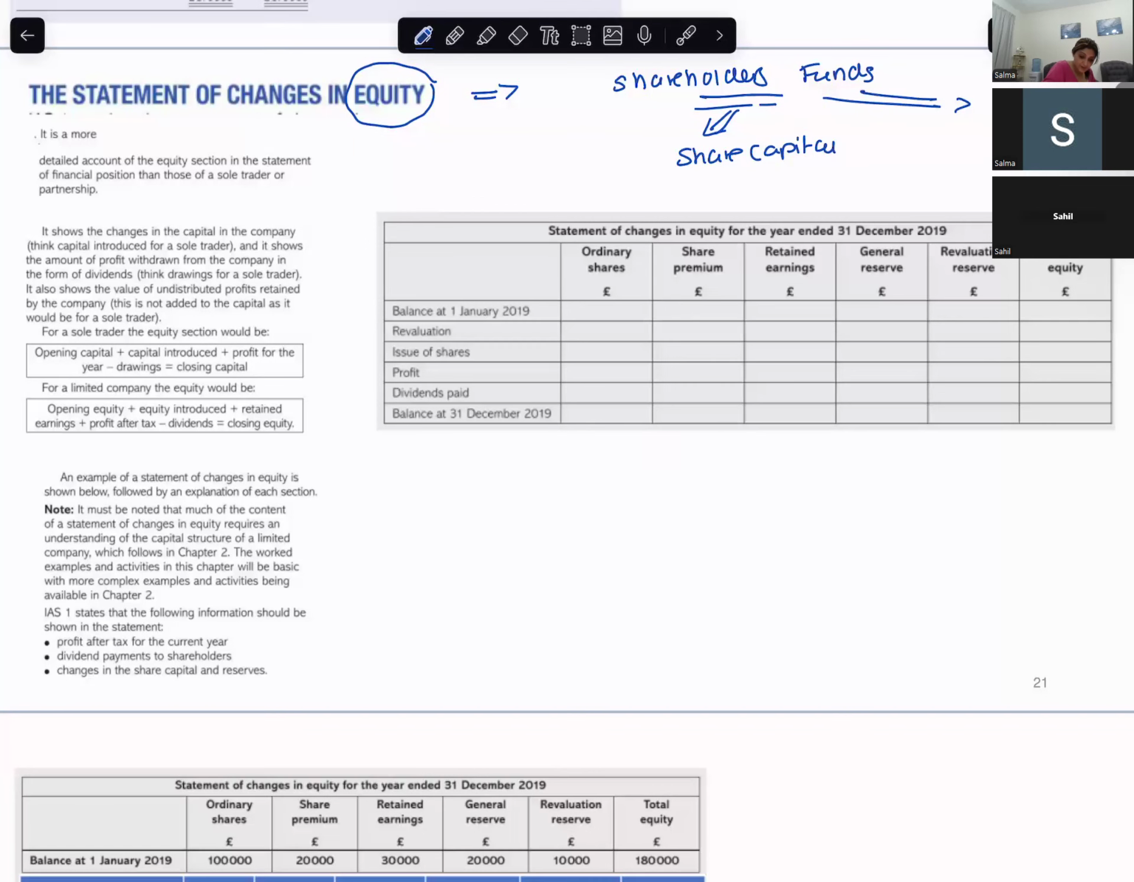the reserves. What is the meaning of reserves? Miss, money kept aside. Which money kept aside? The profits. The profits that are kept aside.